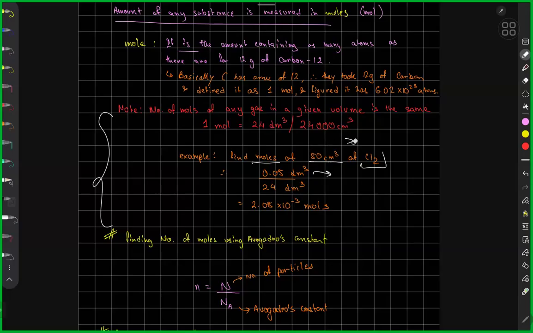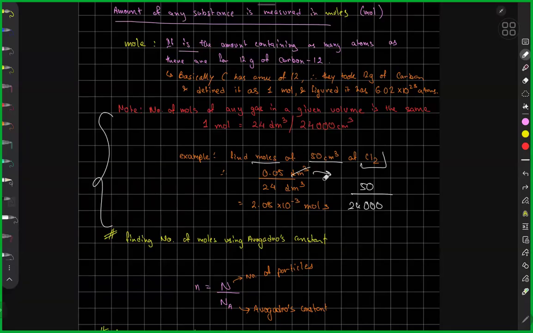You simply say that the 50 cm cube I converted directly. I can work with cm cube as well, doesn't matter. If I'm working with cm cube, I will say 50 divided by 24,000. And I get the answer over here. Okay, so it's okay to work with cm cube. It's also okay to work with dm cube. It does not matter what unit you're working with because the units get cancelled off.